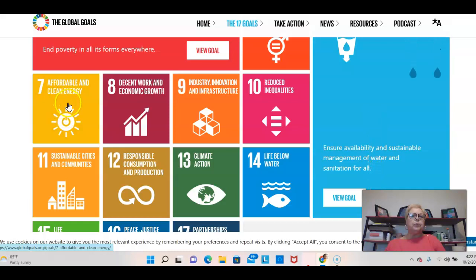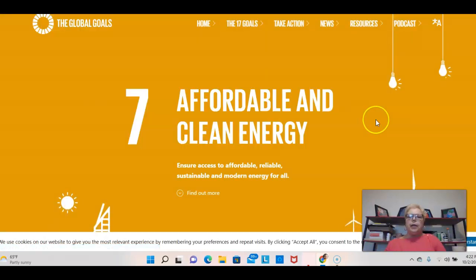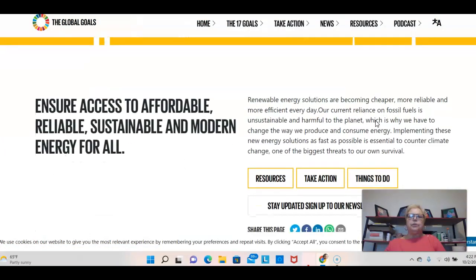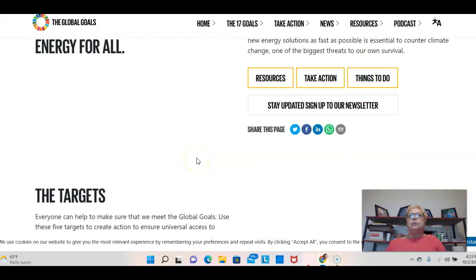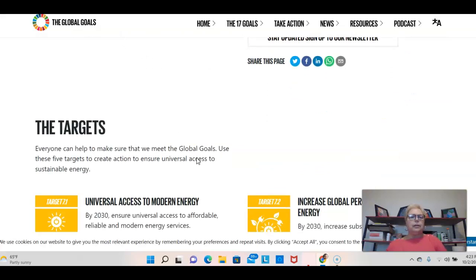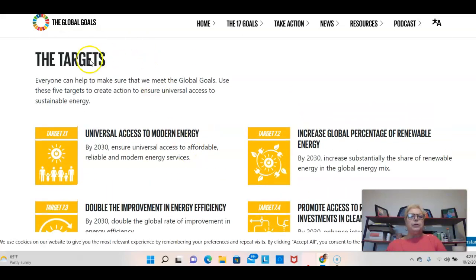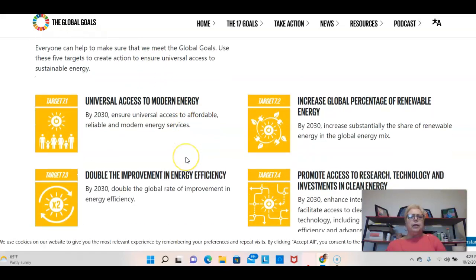Here's one on affordable and clean energy, and it tells you basic things that you need to know here about what it is. Renewable energy solutions are becoming cheaper, more reliable, and more efficient every day. And they tell you what they're doing, what we're hoping to do to continue along that path. You're going to scroll down and see the targets.